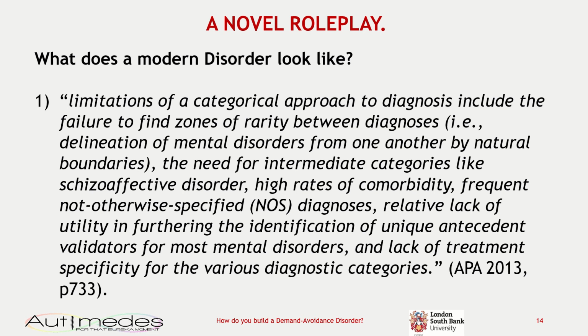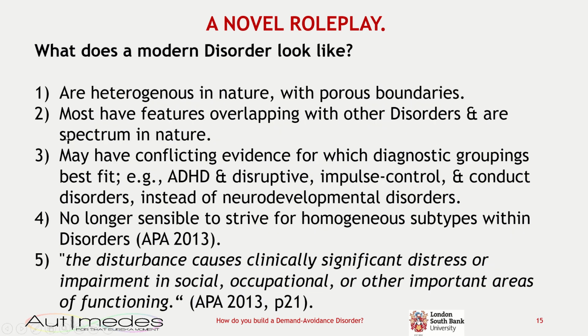So yeah, this is what I'm going to talk about here. So what does a modern disorder look like? So they're heterogeneous in nature with porous boundaries. Most have features overlapping with other disorders and are a kind of continuum in nature. So many disorders may have conflicting evidence for which groupings they belong to.